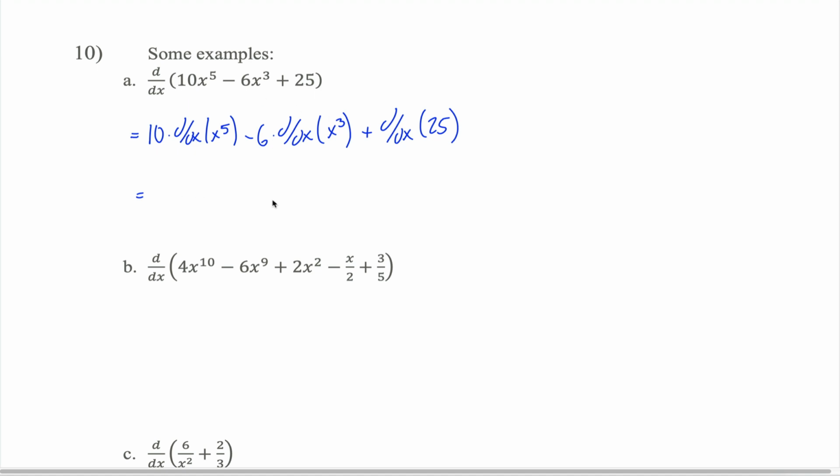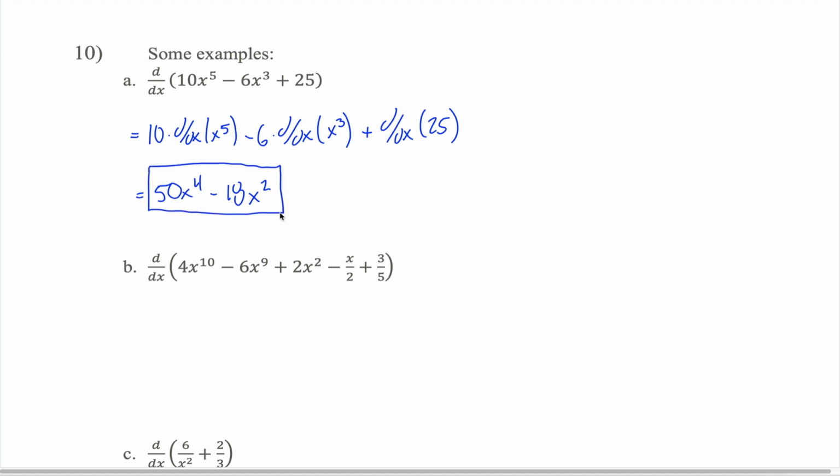this one step in between this line and your final answer, where we recognize that since the derivative of x to the fifth is 5x to the fourth, and 5 times 10 gives me 50, I could say that this is 50x to the fourth power minus 18 coming from this 6 times the 3 when I bring it down in front using the power rule, x to the second power, plus the derivative of 25, which is just 0. You don't have to write the plus 0 at the end if you don't want. We could leave our final answer just like this.